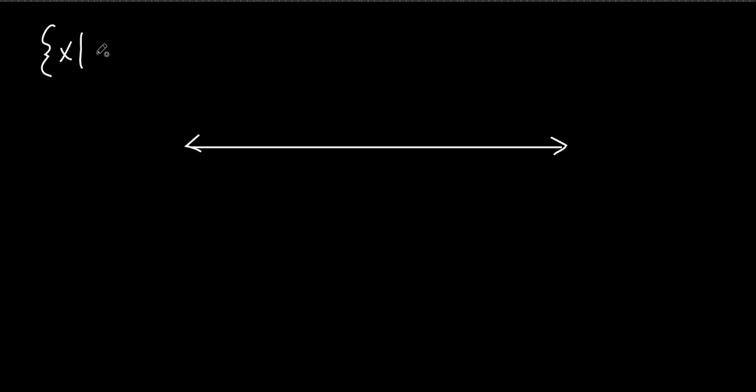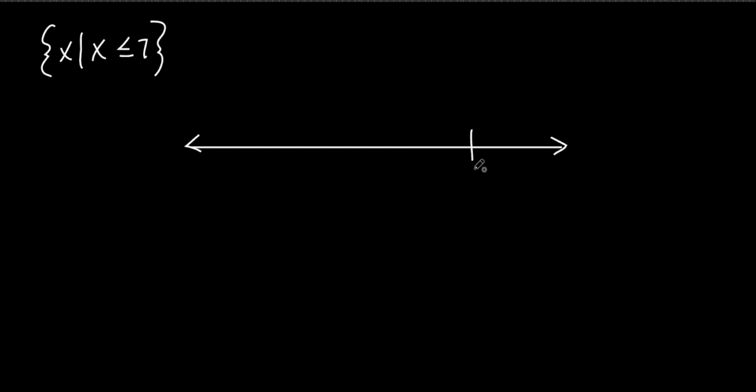So here's what they could do. They could give you something that looks like this: x such that x is less than or equal to 7. I usually just say "x such that." So there's your "or equal." That means we're going to have a bracket in there, correct? So it's going to be less than or equal to 7.